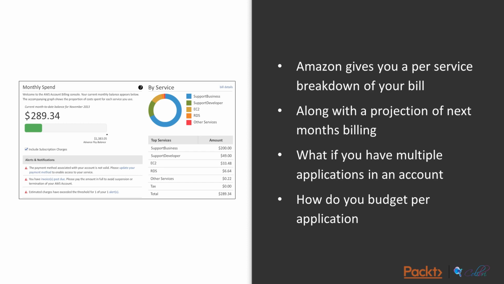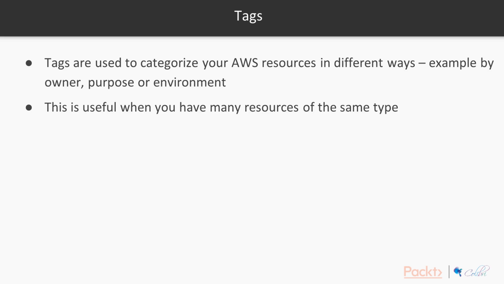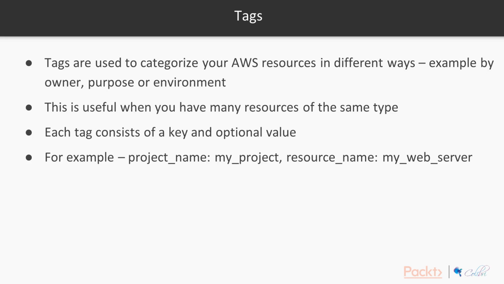So tags are used to categorize your AWS resources in different ways, for example, by owner, by purpose, or by environment. And this is really useful when you have lots of resources, particularly when you have lots of resources of the same type. So each tag consists of a key and an optional value. For example, project name and my project, resource name, my web server. And tags actually have no semantic meaning to AWS, so you can literally define them as and how you like. And you can also add, modify, or delete them any time. So it's Amazon's way of giving you the ability to specify metadata about your AWS resources.